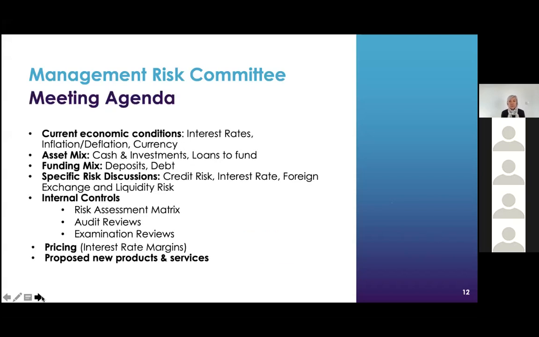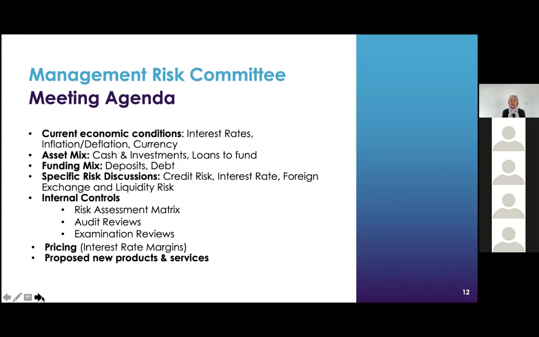Here's the agenda. You're going to talk about the current economic conditions. Why? Because this is going to affect your institution, right? If there's currency deflation, if there's interest rates that are increasing, this will affect your institution because it's going to affect your assets and your liabilities. And that's your other discussion. You're going to look at your asset mix, your funding mix. You're going to then have specific risk discussions on certain risks. You're going to talk about internal controls. And that's when the risk matrix comes into play, which we're going to discuss next.